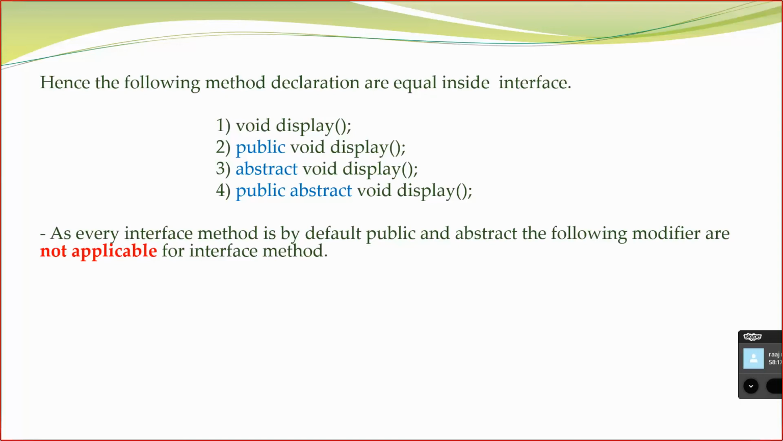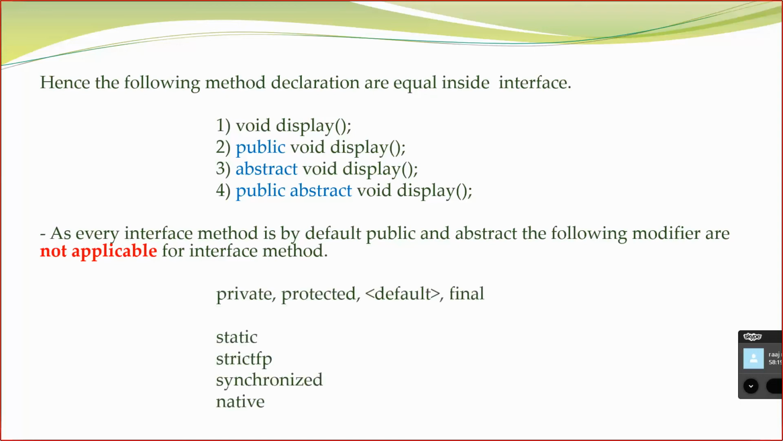Remember this point. Suppose you're defining a method as private, it will not take it; it will not take protected, it will not take final. These are all modifiers you cannot apply on an interface's abstract method. Clear? We discussed the methods.